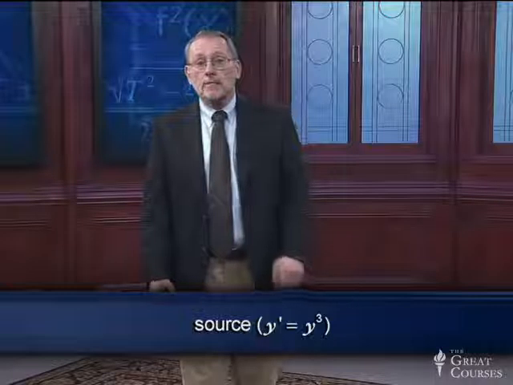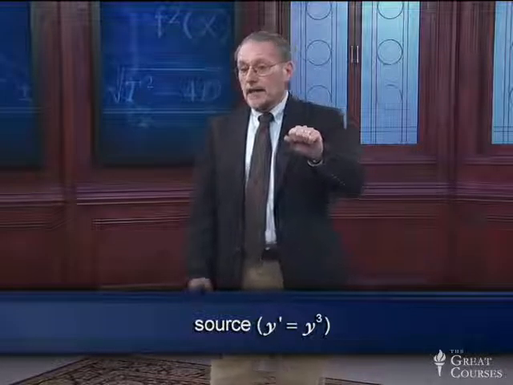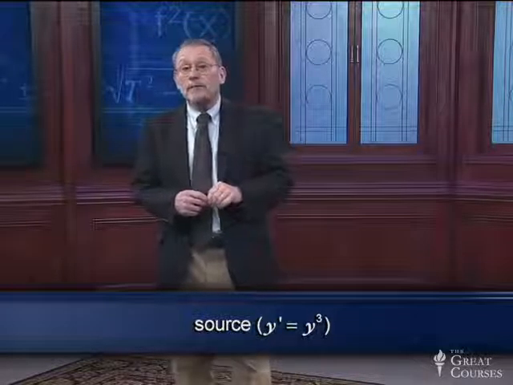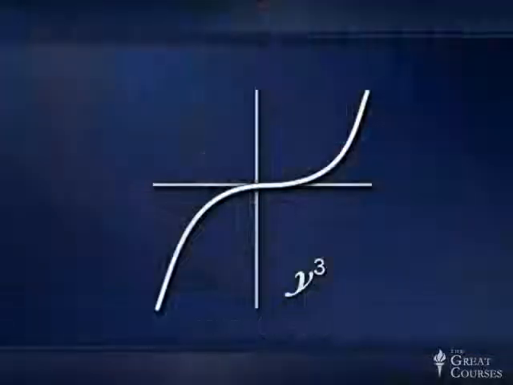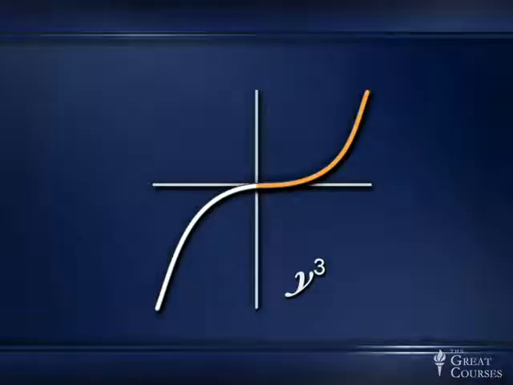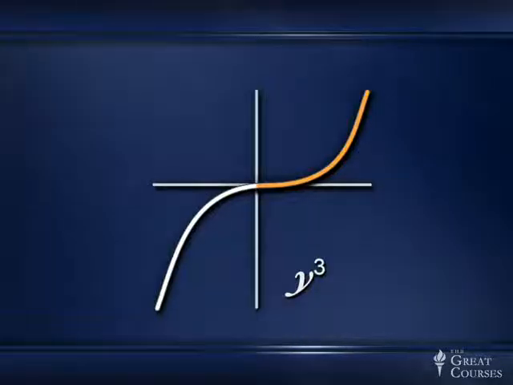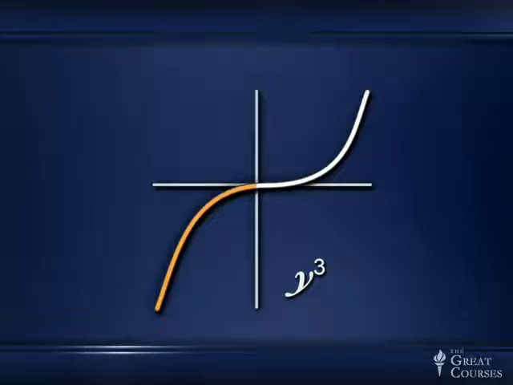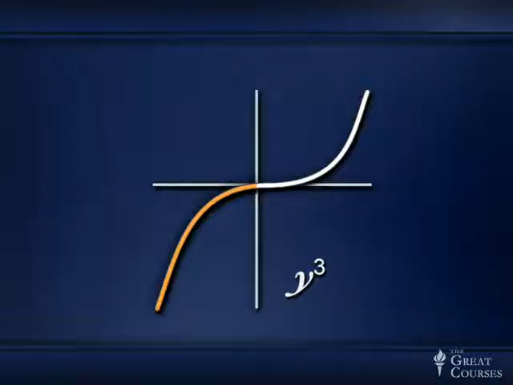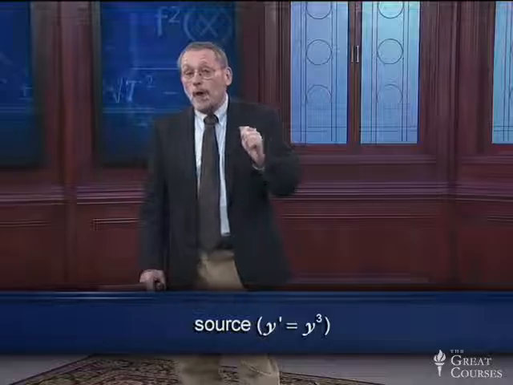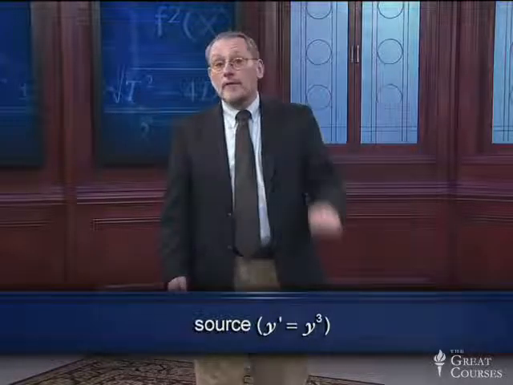Again, 0 is an equilibrium point, and again, the derivative at 0, 3y squared, is 0, so the derivative is 0 at the equilibrium point. But for y cubed, if y is positive, then y cubed is positive. So above 0, our slopes are increasing. On the other hand, if y is below 0, again, y cubed is negative. So again, solutions now are going the other way. That means that for y prime equals y cubed, we have a source.